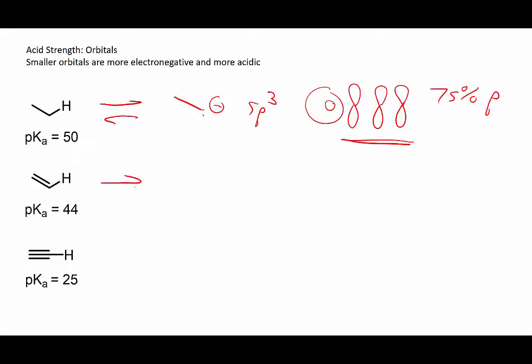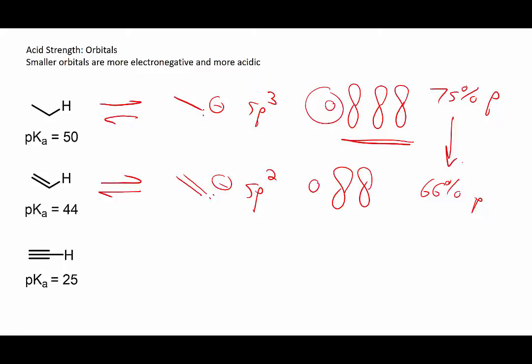Let's compare this to ethylene. If we deprotonate this, we have a negative charge here. This is sp2 hybridized, meaning we have an s orbital and only 2 p orbitals. So we go from 75% p character down to 66% p, which means it's going to be smaller, more electronegative, therefore more acidic.